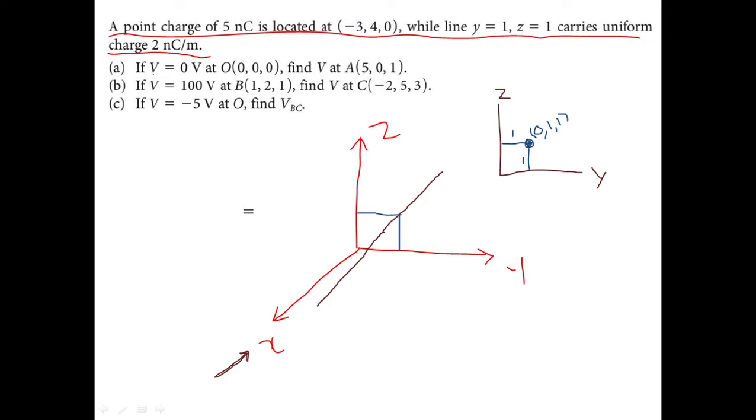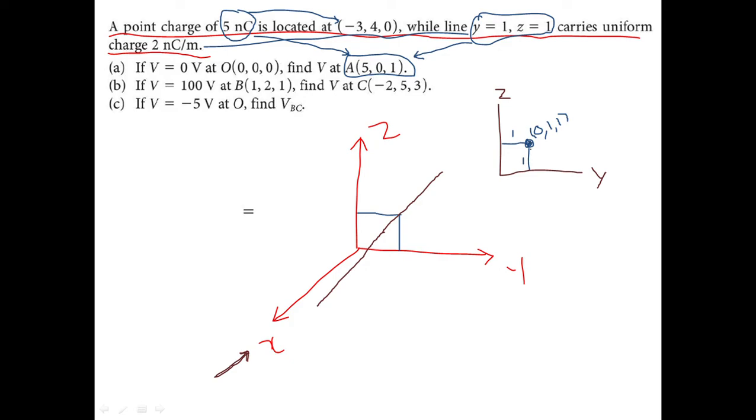Now just read this one. If V is equal to 0 volt at the origin, that is (0, 0, 0), find V at A (5, 0, 1). There are two things you have to remember here. One is a point charge which has its own location, and we have an infinite line charge which has its own location. Rho L is also given for this line charge. Now you have to calculate the effect of these two charges at this point, (5, 0, 1). First you have to calculate the effect of the 5 nanocoulomb charge on this point, then calculate the effect of the infinite line charge on this point, and then add those two.